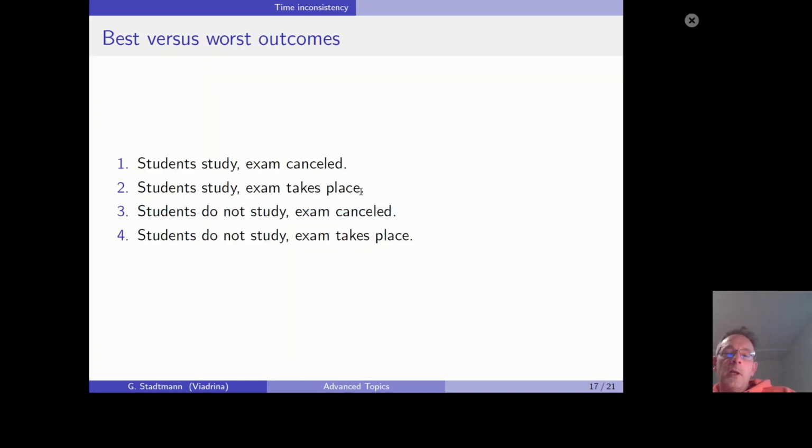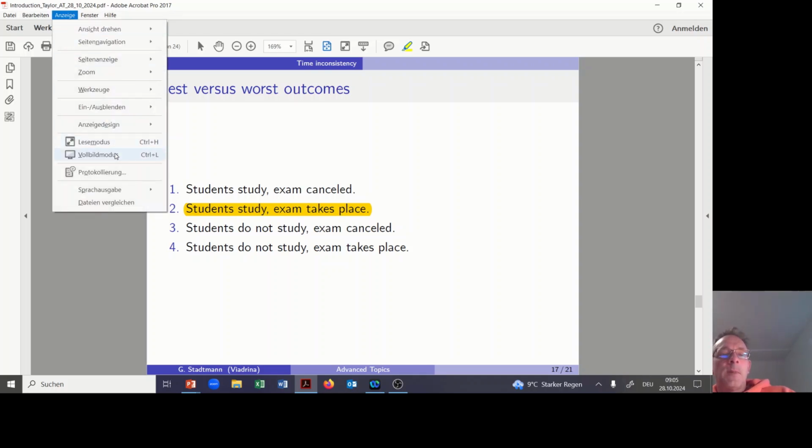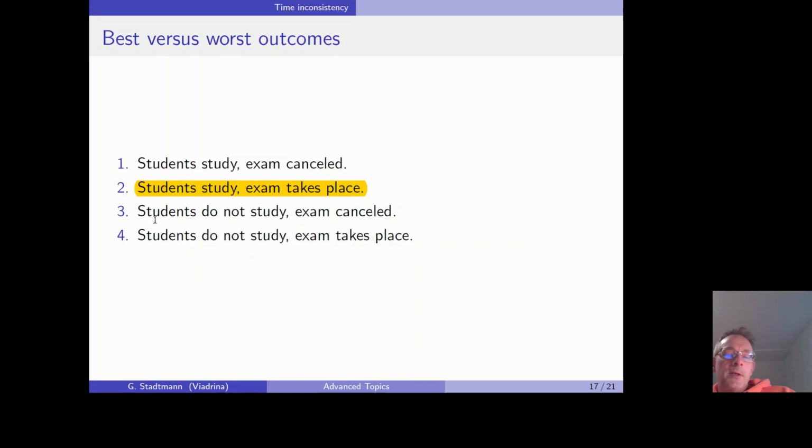So with the rule in place, at least the university system can reach the second best outcome: the students study, and in the end, the exam takes place. So there is an improvement. Without the university-wide rule in place, the system ends up in the third best scenario, and with the rule in place, the system ends up in the second best outcome.